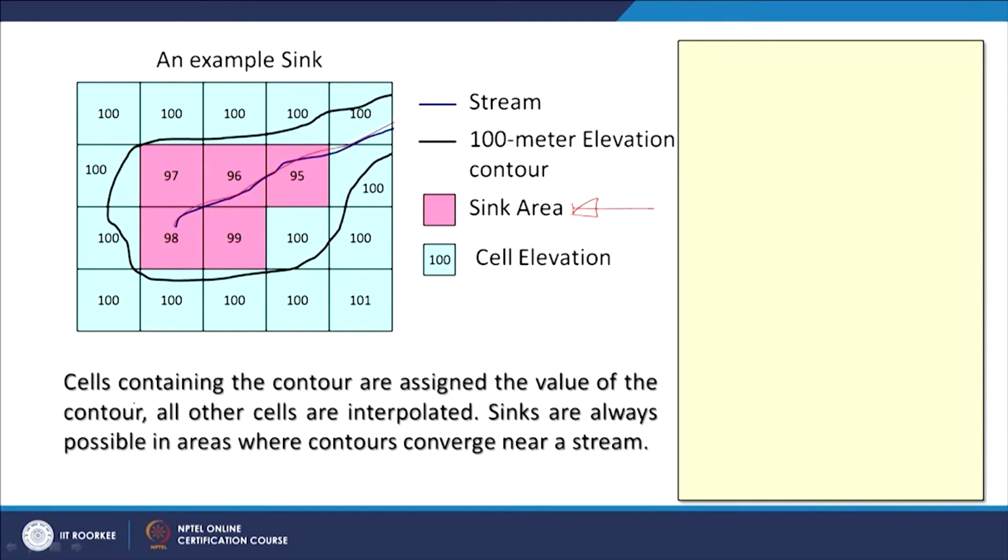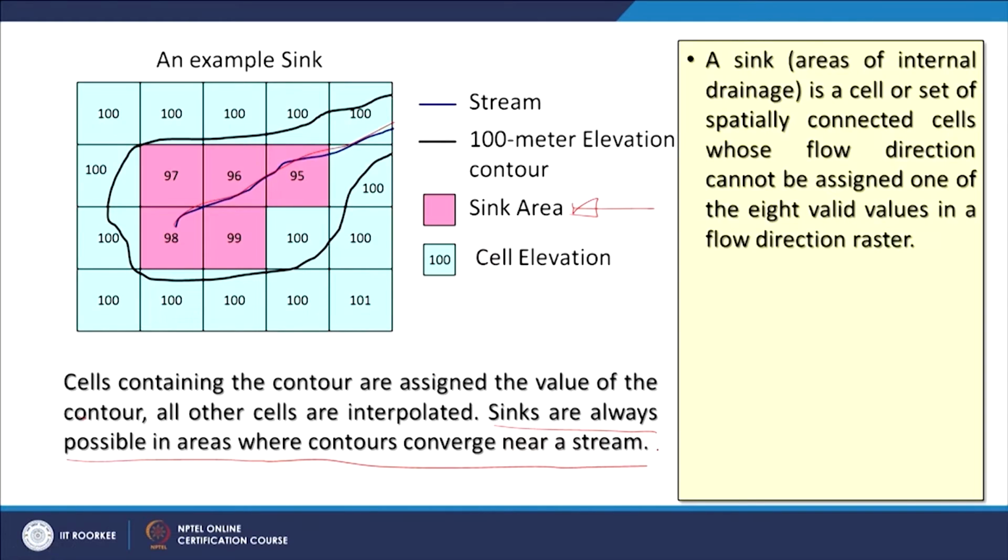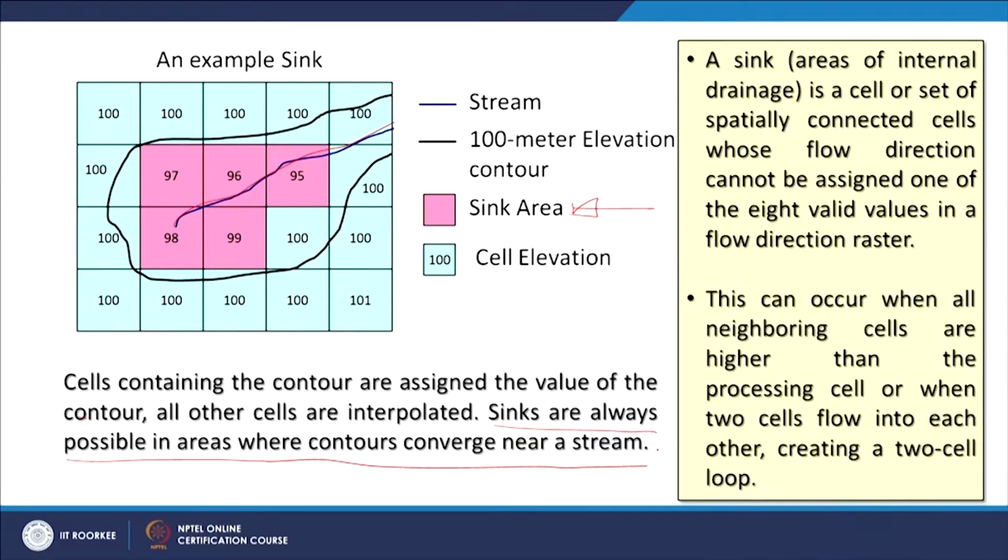So, basically cells containing the contour line are assigned the value of the contour, and all other cells are interpolated in a manner that no sink will be there. So, sinks are always possible in areas where contour coverage is near a stream. Now, a sink, or area of internal drainage, is a cell or set of spatially connected cells whose flow direction cannot be assigned. So, for flow, for that purpose also we have to do that part.